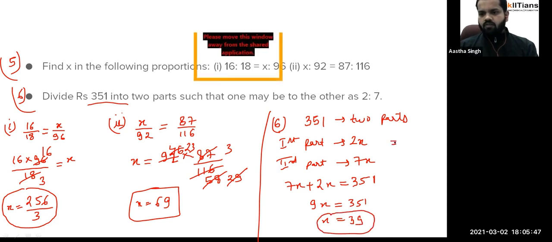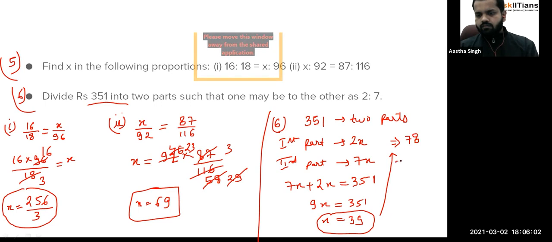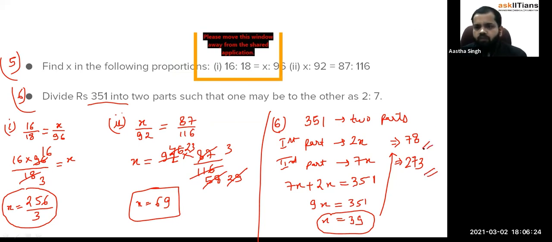So your first part is 2x. Just put the value in here. 2 into 39 will be 78. And 7x, just put the value of 39 into your 7x. So 39 into 7, you will get 273. I think you all have got the point of what direct proportion and what indirect proportion means.